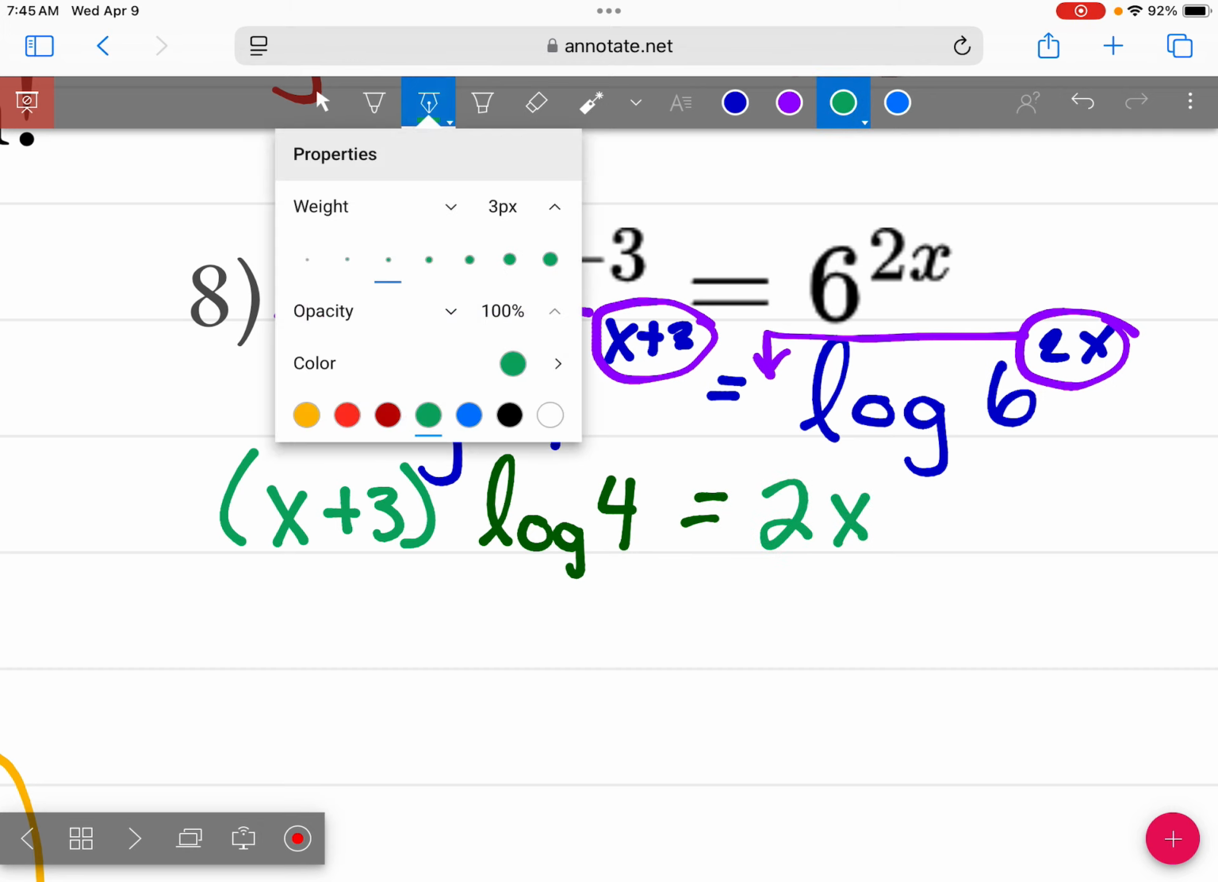Oh, sorry, I didn't tell you guys. This is number 1 on the very next page. This is page 12. You don't have to write this one.